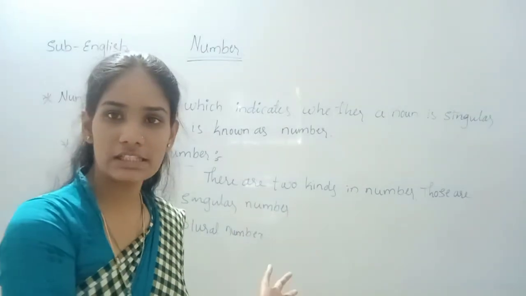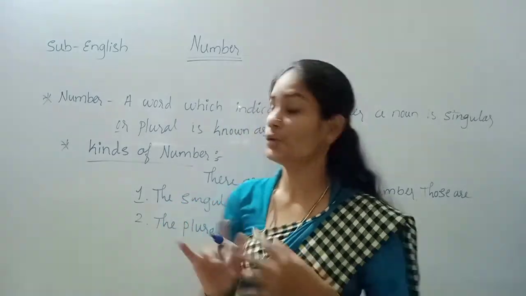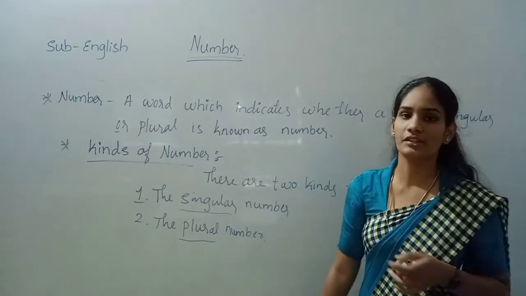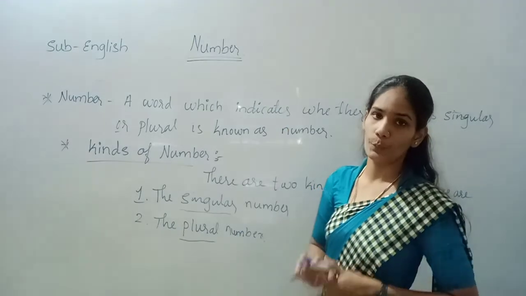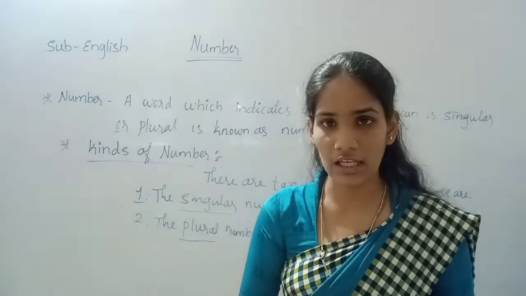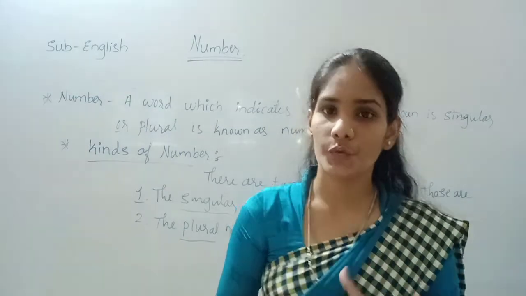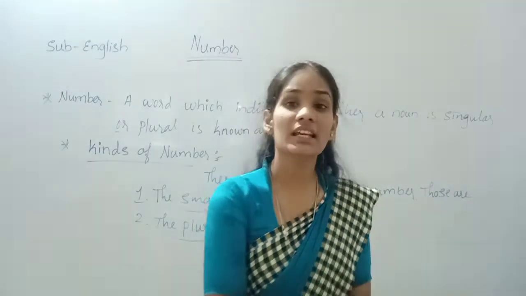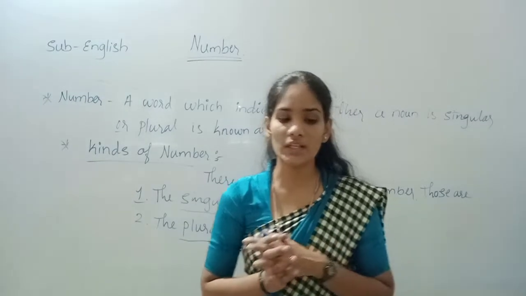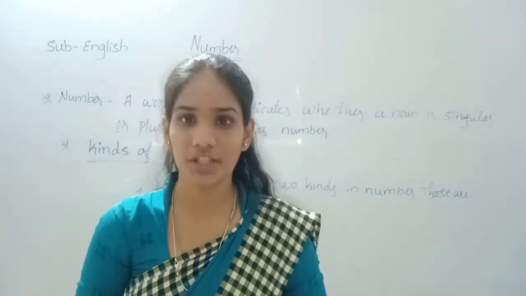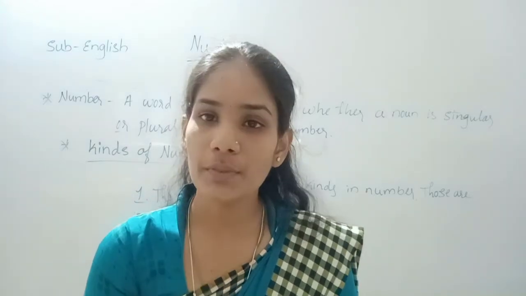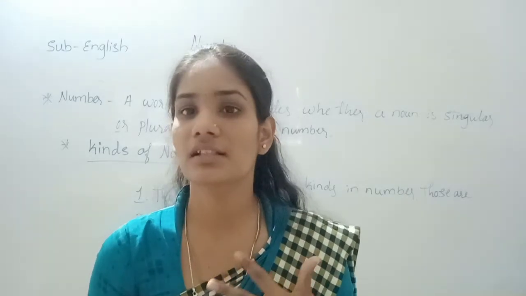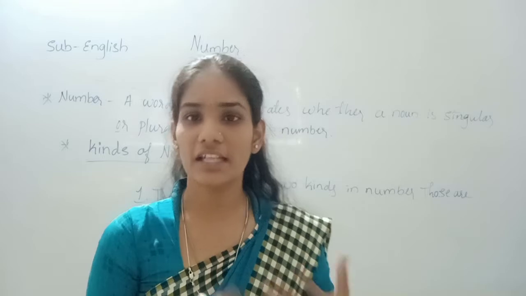So one is singular and one is plural. It is necessary to know for which noun we call singular and for which noun we call plural. So let us know what the singular number is. Singular number is a noun which denotes one person or a thing. Noun in the sense we can't say only the name of persons, we can say the name of things also.